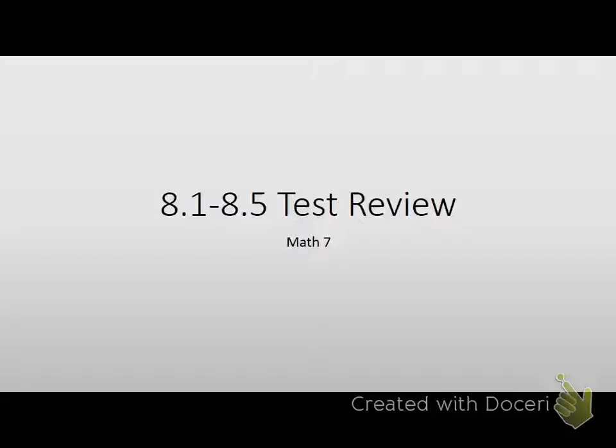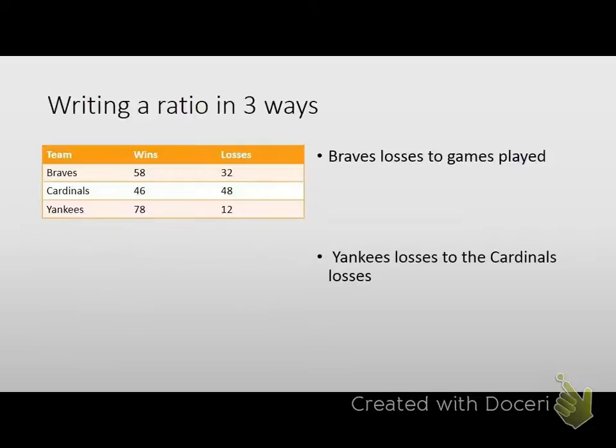All right, guys, so we're gearing up for our test tomorrow over sections 8.1 through 8.5: ratios, rates, slope, proportions. That's in a nutshell what your test is going to be covering. In the first section, you're going to be asked to write a ratio in 3 ways. Look at this information and write the ratio in 3 ways of Braves losses to games played and Yankees losses to the Cardinals losses.